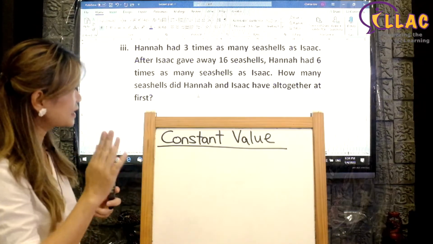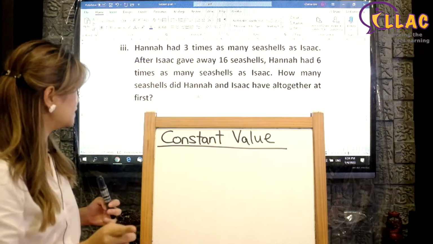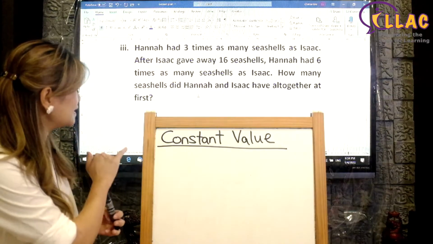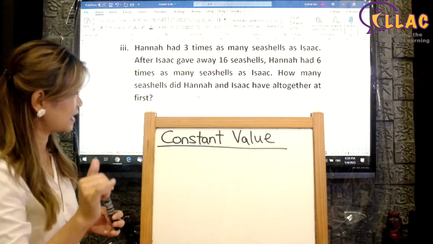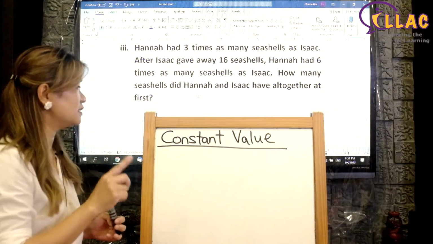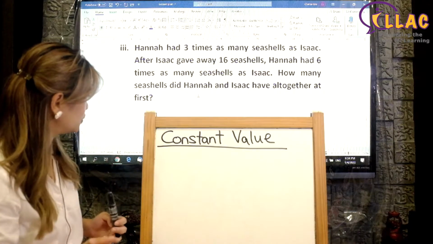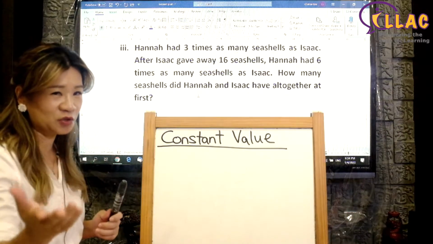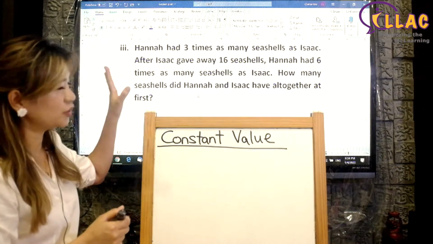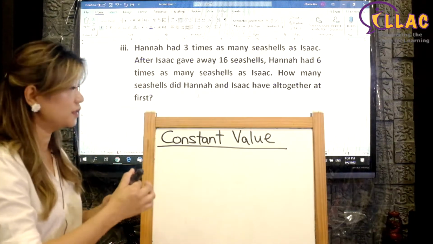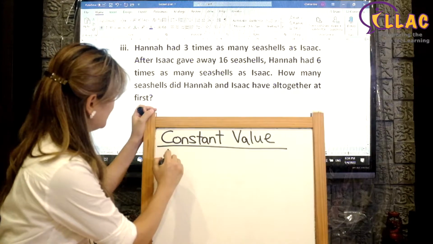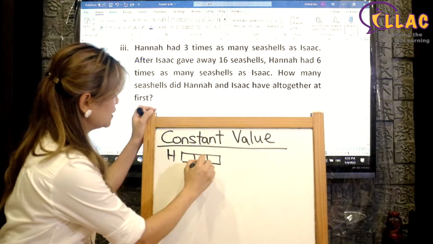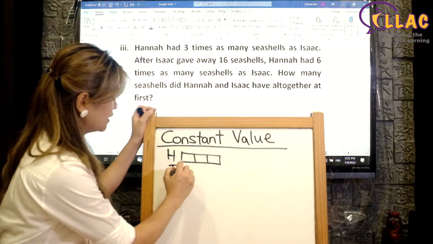Hannah had 3 times as many seashells as Isaac. After Isaac gave away 16 seashells, Hannah had 6 times as many seashells as Isaac. How many seashells did Hannah and Isaac have altogether at first? The first thing you need to remind your children, or you as a student, is that the moment you see 3 times, 4 times, 5 times, draw the model first. So you will see that Hannah had 3 units and Isaac has 1.